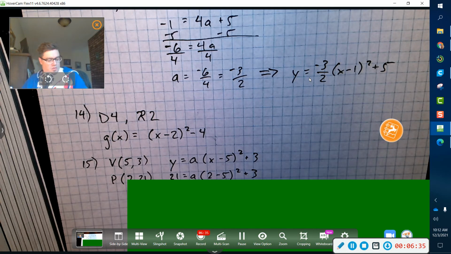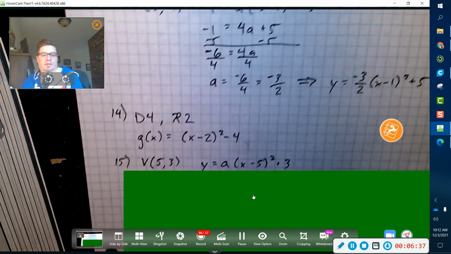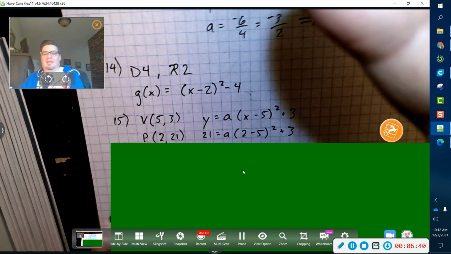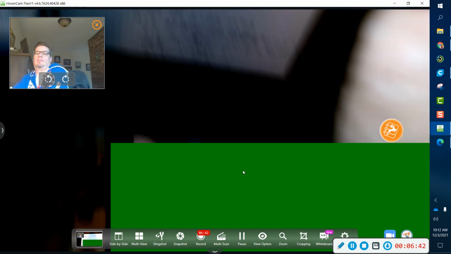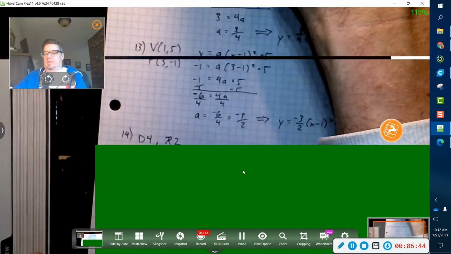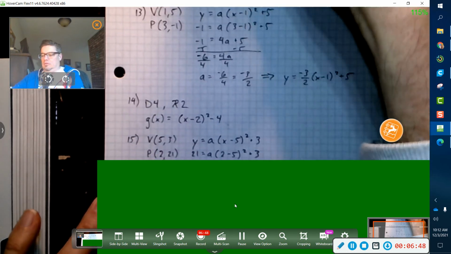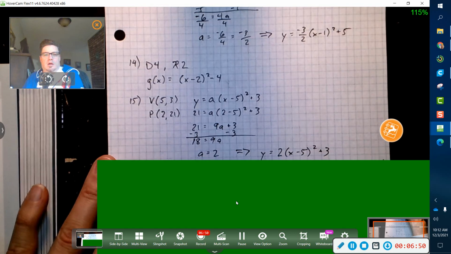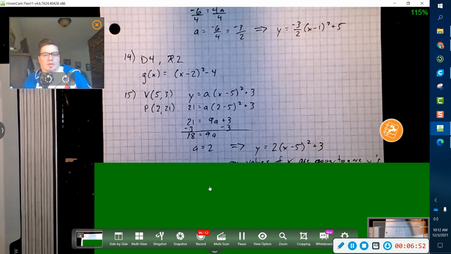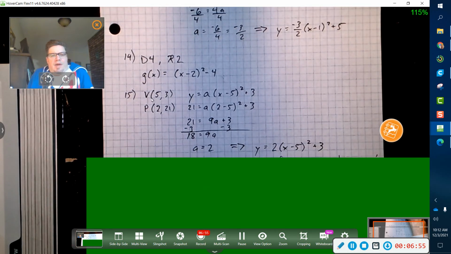Okay, so number 15, last one. Now they want more points. Okay, let me see if that'll work there. Okay, so I'm going to walk through this real quick. You have 5, 3 as the vertex. It passes through this point, so we're basically doing the same thing that we did for 12 and 13, and we're figuring out what that A has to be.